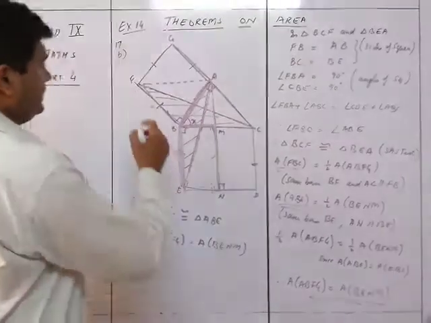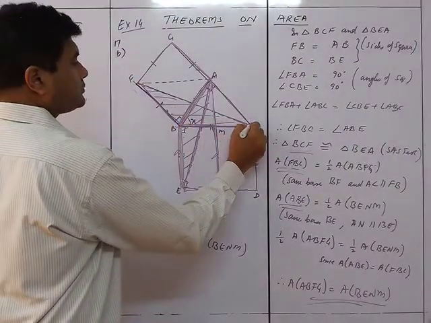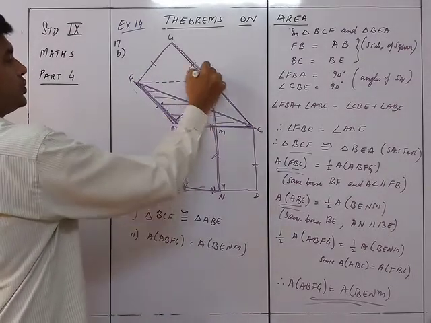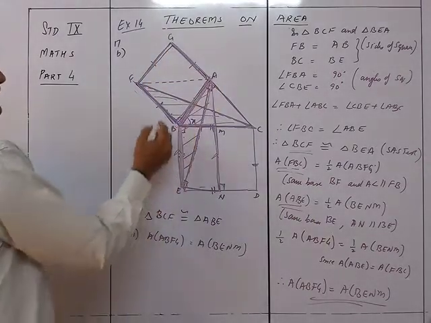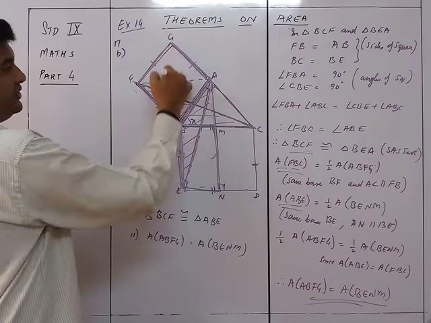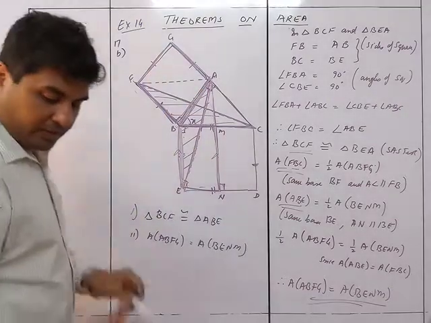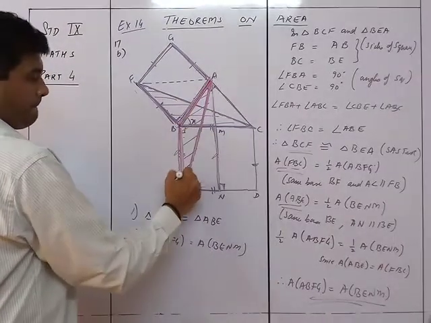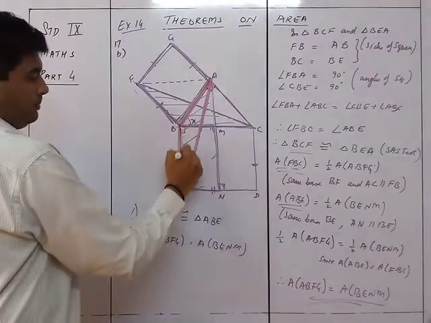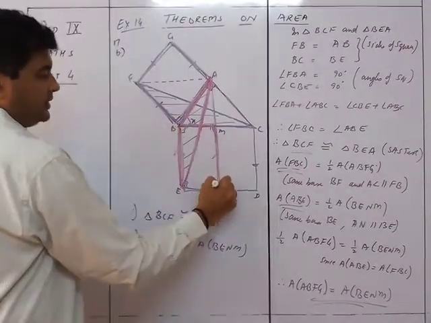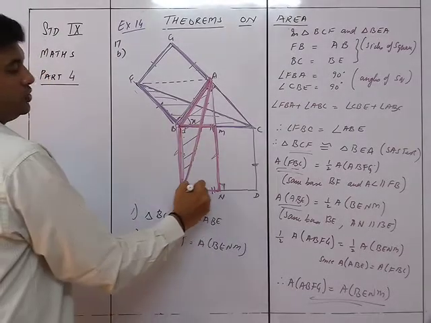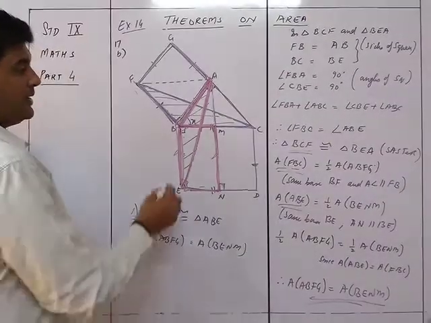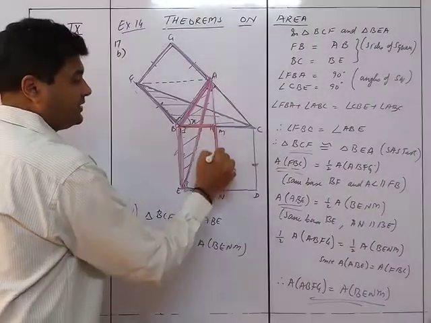I'll just show it again. This triangle is with the base BF with this particular square. So automatically the area of this triangle will be half of this one. Similarly, we have over here that this triangle and BE is a common base for this rectangle also. So the area of the triangle will be half the area of the rectangle, so the area of the rectangle is twice the area of the triangle.